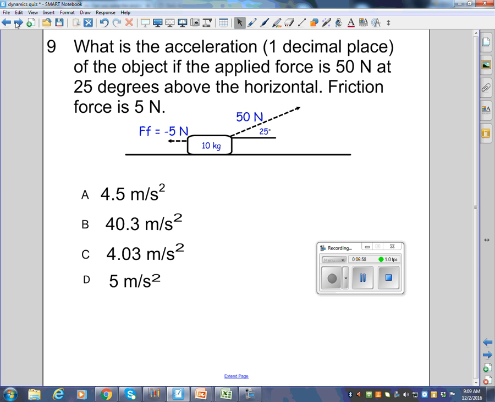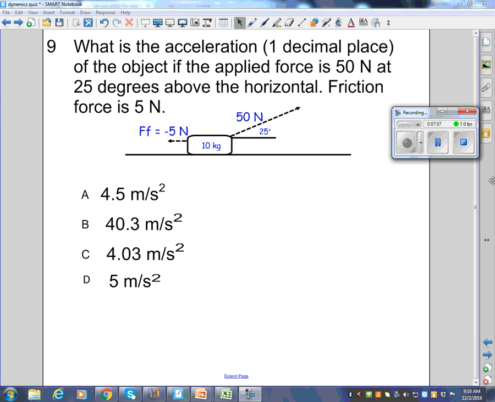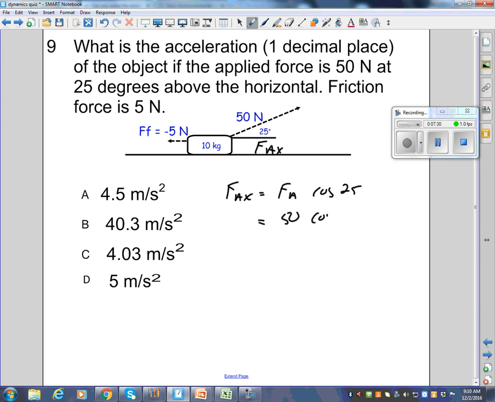Okay, this is the hardest one you've seen so far, right? What is the acceleration, to 1 decimal place, of the object? The applied force is 50 at 25 degrees above the horizontal. Friction force is 5. Okay, I'm going to need a calculator. First step, find the x component, right? The x component of the applied force. That's going to be F_A times the cosine of 25. So that's going to be 50 times the cosine of 25. 45.3, right? And then we're going to find F net is equal to F_A plus F_F, and that's going to be minus 5, giving me an F net of 40.3.